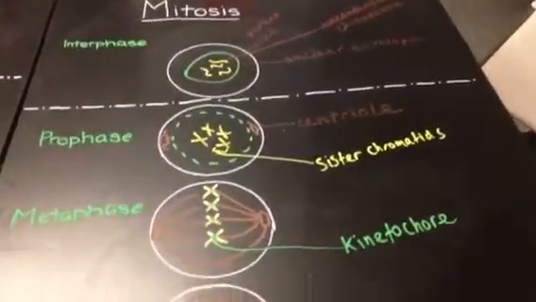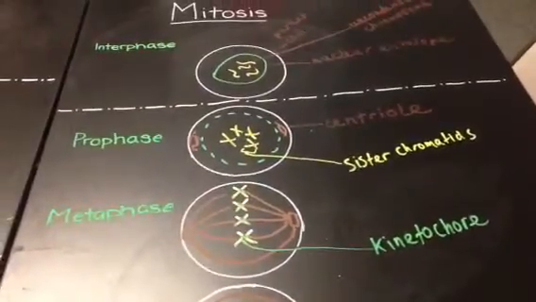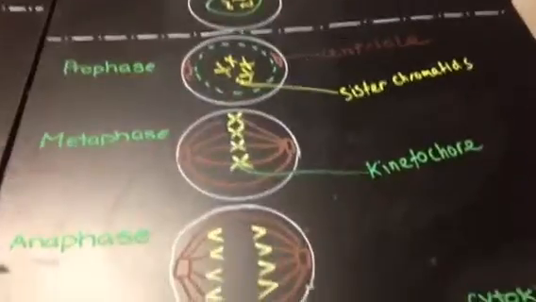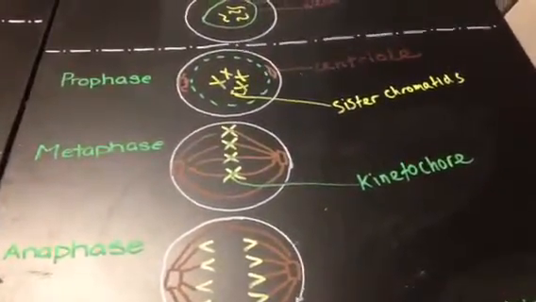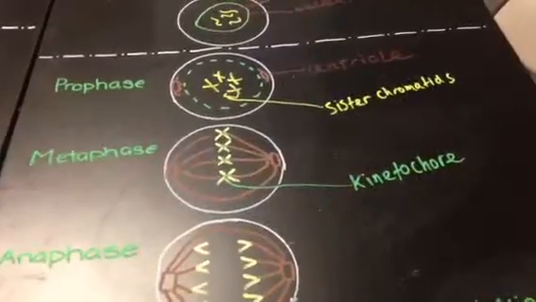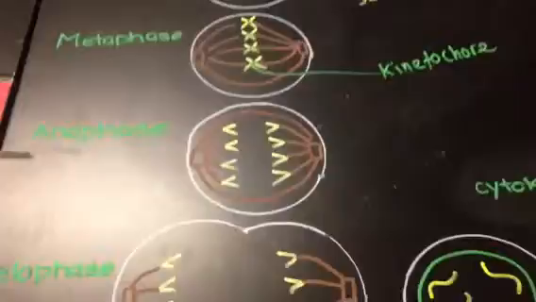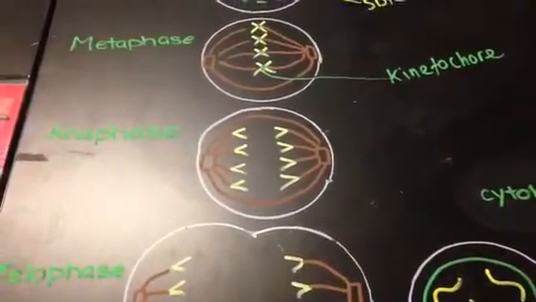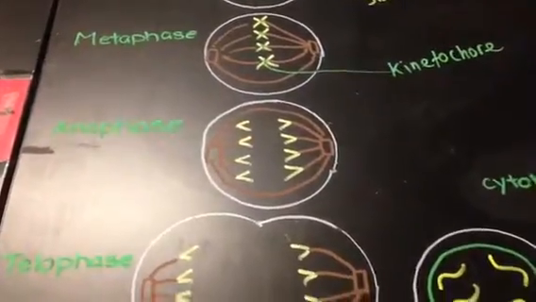Moving on to prophase, the centrioles begin to appear and sister chromatids have been duplicated, and the nuclear envelope begins to disappear. In metaphase, the sister chromatids line up in the middle of the cell, and the centrioles move to the side and attach themselves to the kinetochore of the sister chromatids. In anaphase, the sister chromatids are separated, and the kinetochores disappear from the sister chromatids.